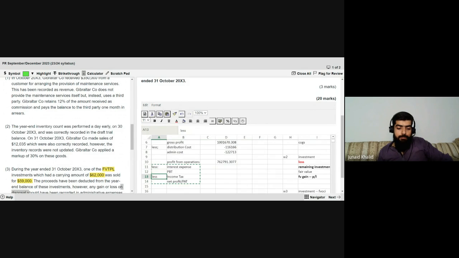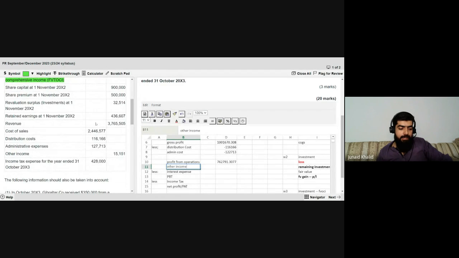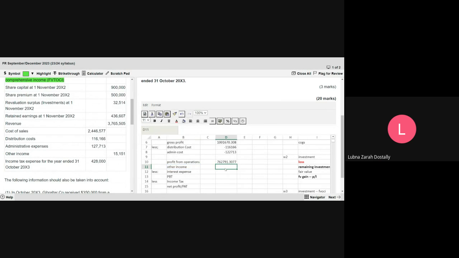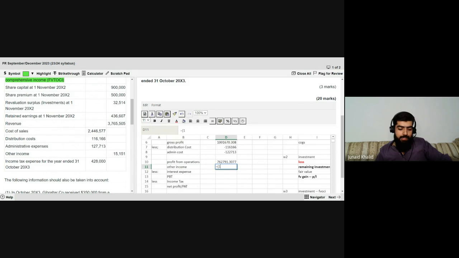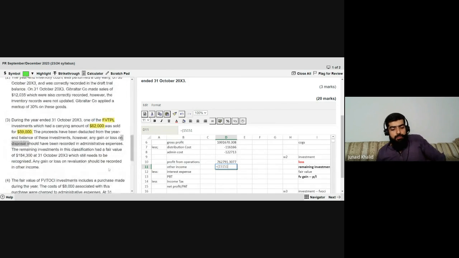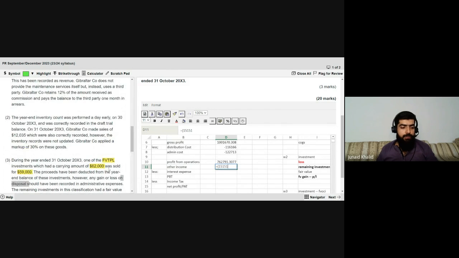Before deducting the interest expense, we always have other income as well. Is there any other income in the trial balance that is already given? Yes, 15,151. Now, is there anything that would have an impact on the other income?